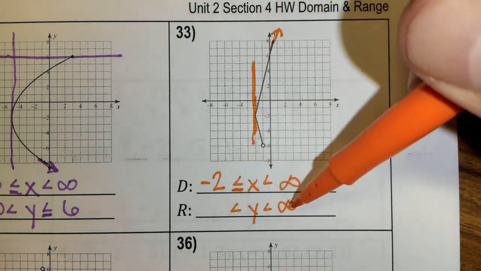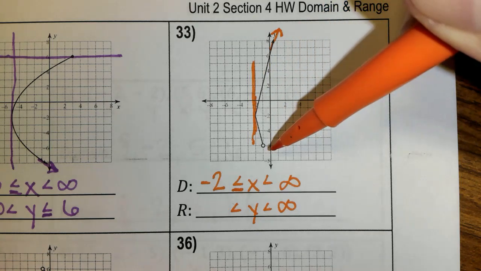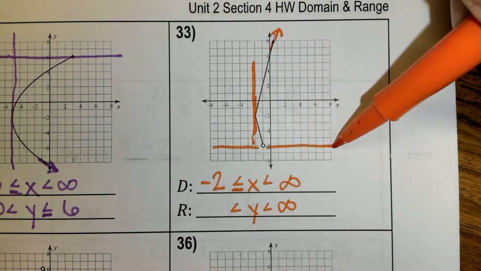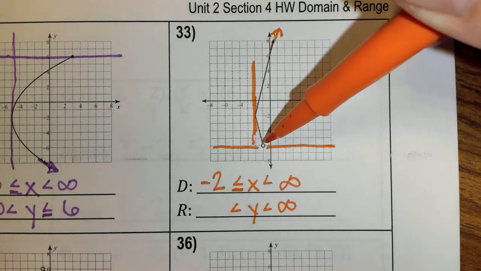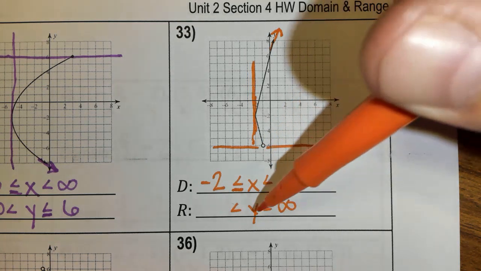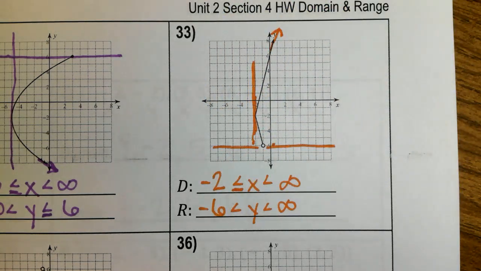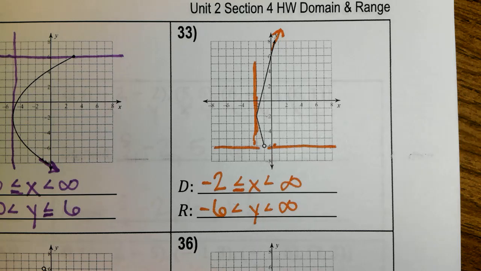Range is bottom to top, so the bottom of my graph is right here. I'm being very careful not to draw over that dot because you can see the dot is open. So I'm not going to underline it, and that is negative 6. And that would be my answer for 33.